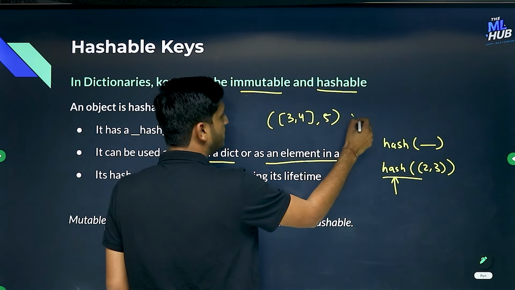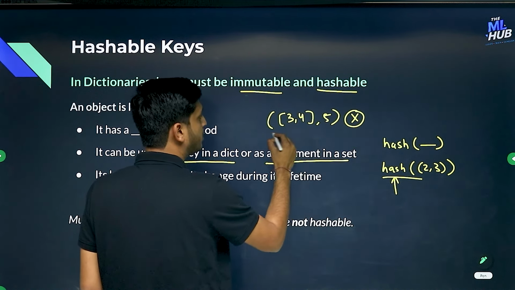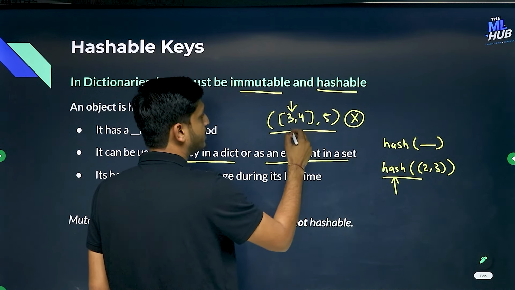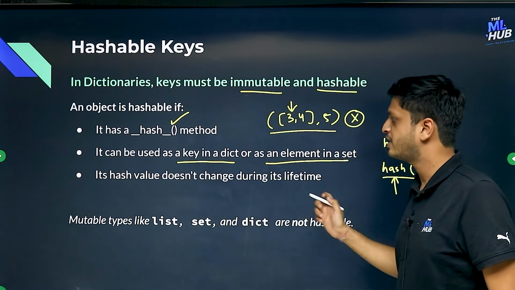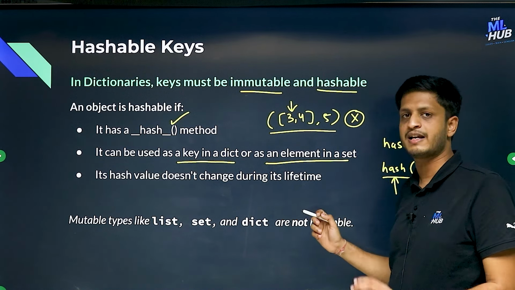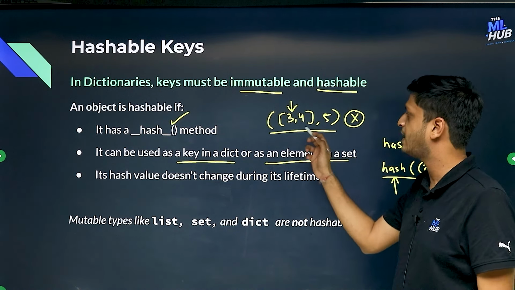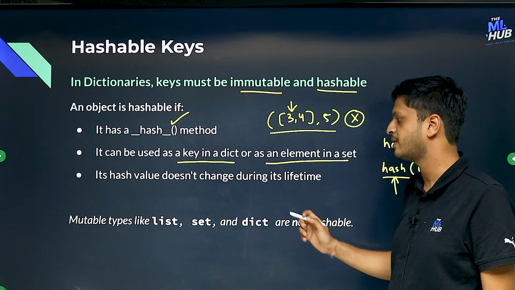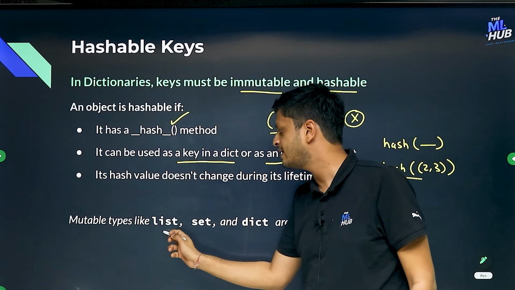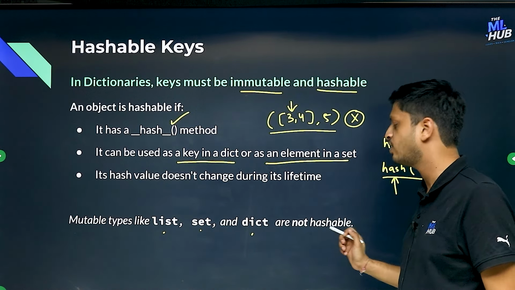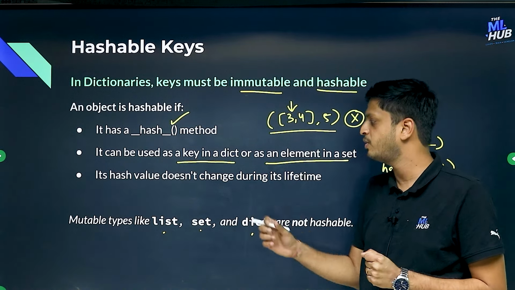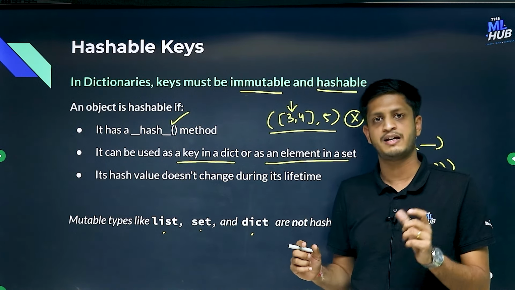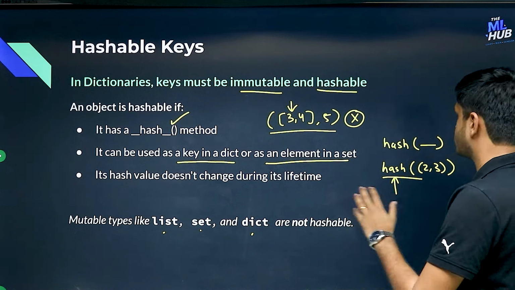So this also cannot be a key. Although it is a tuple which is immutable, inside it contains a mutable object and hence it is unhashable, okay? A hashable object's hash value doesn't change during its lifetime, but for this tuple, the hash value can change and hence it is unhashable. So mutable types like list, set and dict are not hashable and they cannot be a key in a dictionary. Only immutable types or hashable types can be a key in a dictionary. So this is a very important concept.